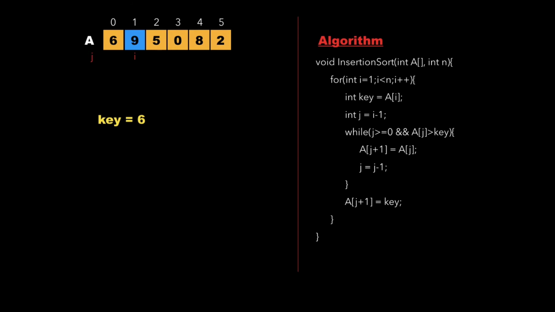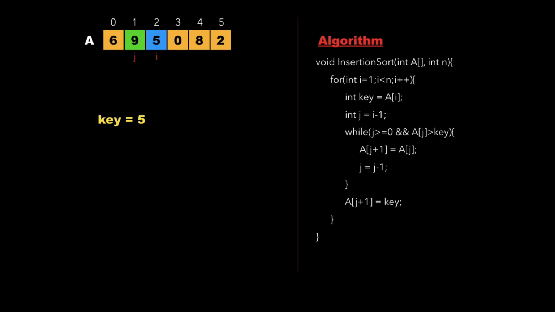Now we again increment the value of i. Here we can see that the values A of 0 and A of 1 are already sorted, that is, the values preceding the second memory location are already sorted. So now i points to the third memory location, the value 5, and the new value of key is 5. Now we initialize j to i minus 1 which points to 9.